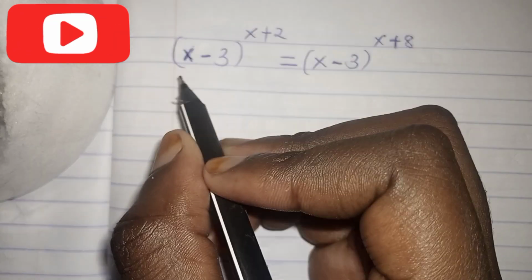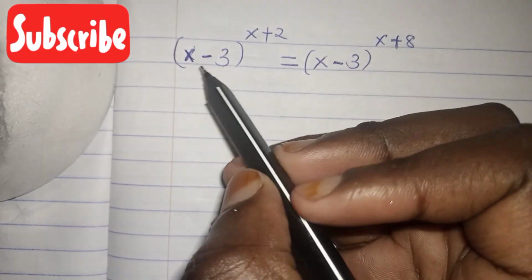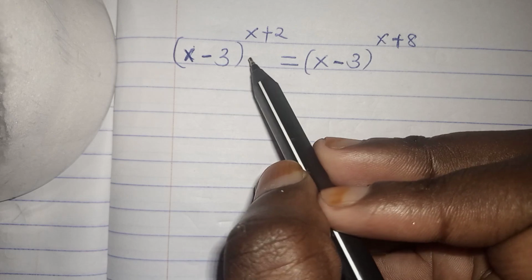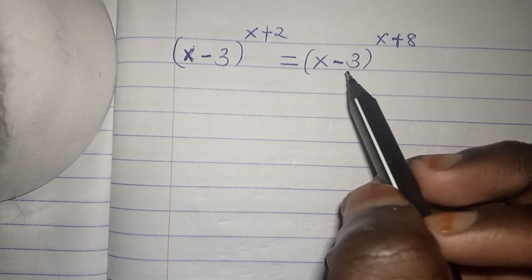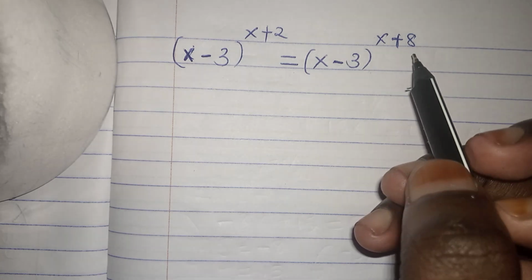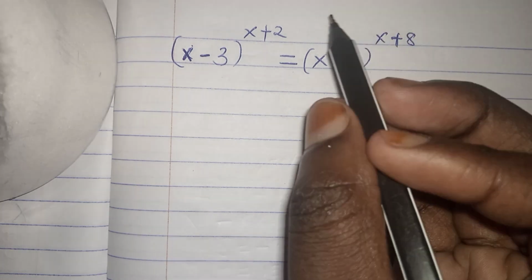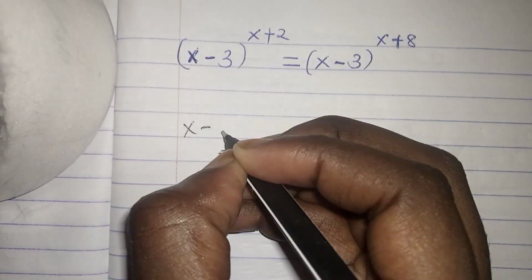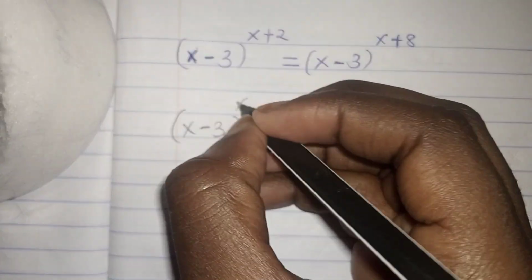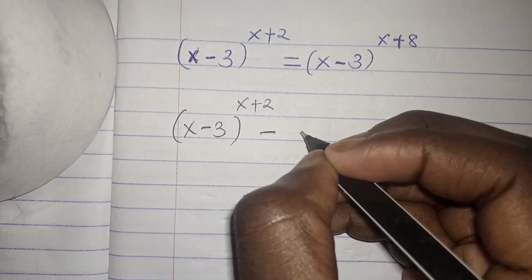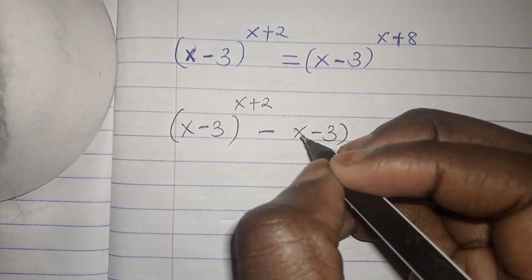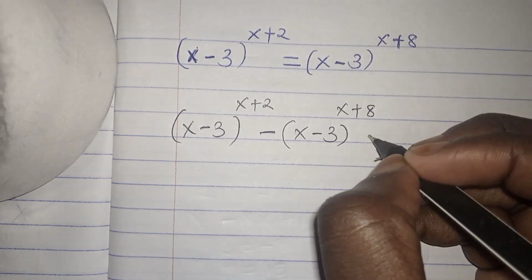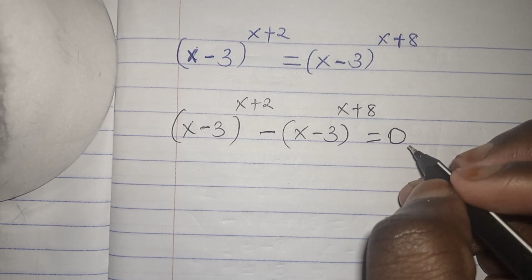So today I've brought you this sum and I want us to solve for the value of x which satisfies this equation. So we have (x - 3)^(x + 2) = (x - 3)^(x + 8). So we will begin by bringing this term to the left side. So this will be (x - 3)^(x + 2) - (x - 3)^(x + 8) = 0. So we are equating it with 0.